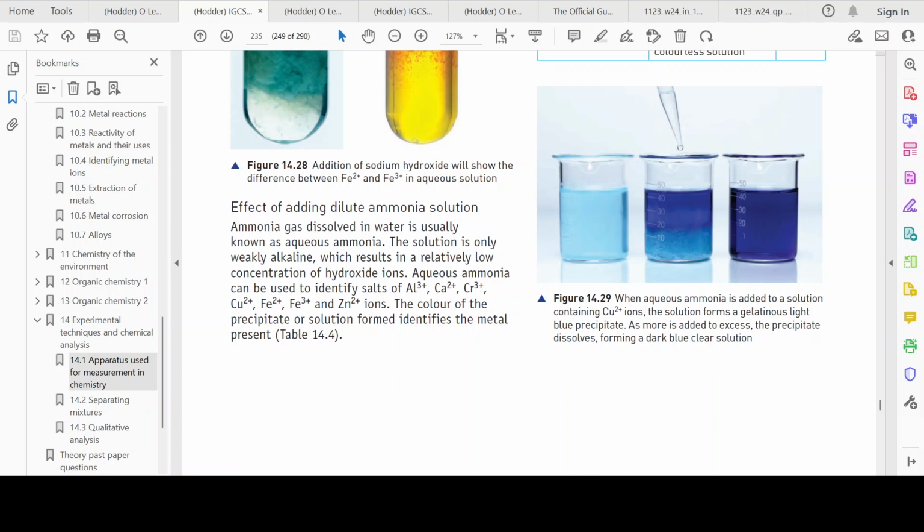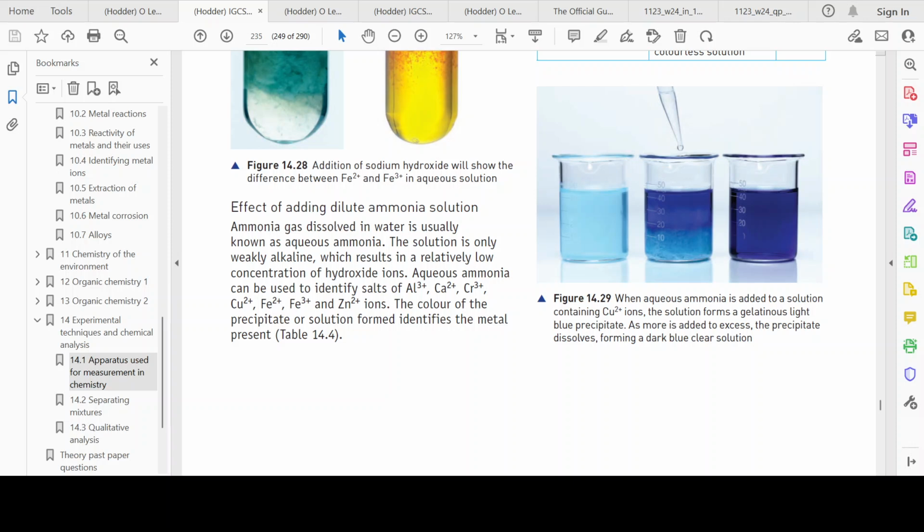Ammonia gas dissolved in water is usually known as aqueous ammonia. The solution is only weakly alkaline, which results in a relatively low concentration of hydroxide ions. Aqueous ammonia can be used to identify salts of aluminum, calcium, chromium, copper, iron 2, iron 3, and zinc. So the same ions. Now, if it's the same, then why do this? Well, the response is different, as we'll see in the table.